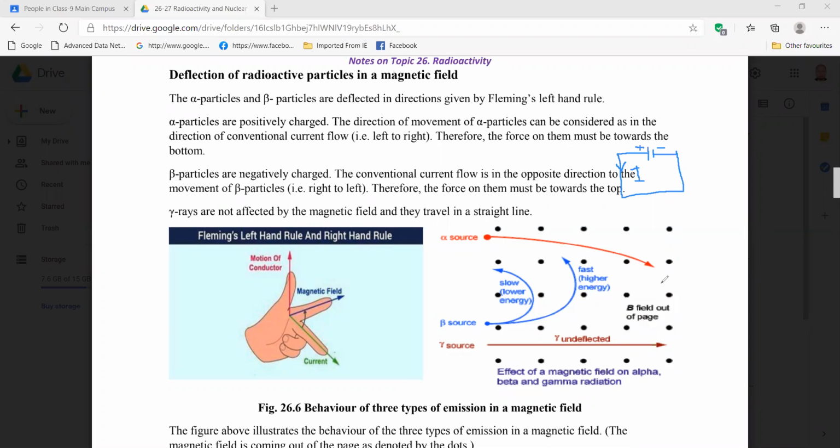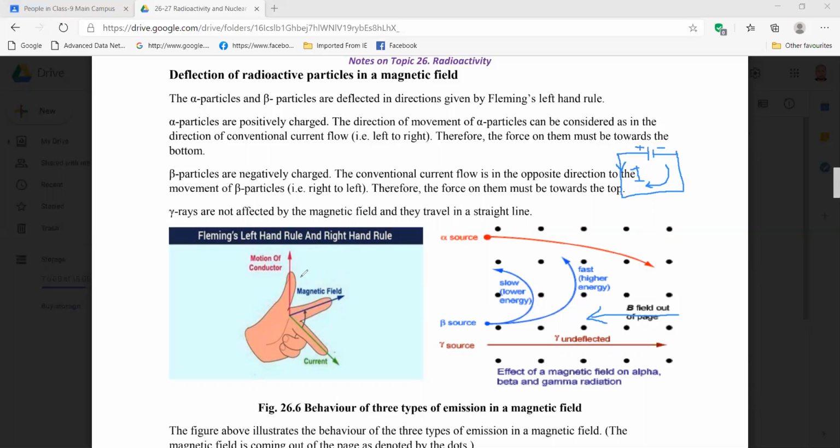Okay. Now about the beta particles. Beta particles have the opposite charge of alpha particles. So its direction is showing reverse this way. If you think of the beta particles or the electrons moving in this direction, that means current is going in this direction, right?